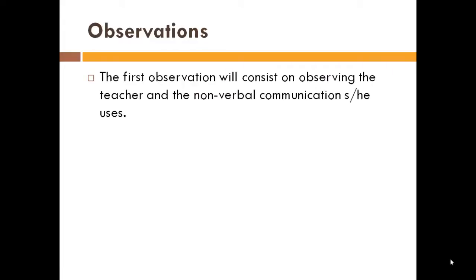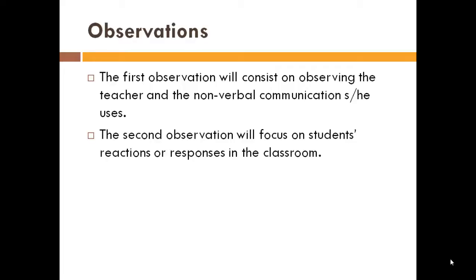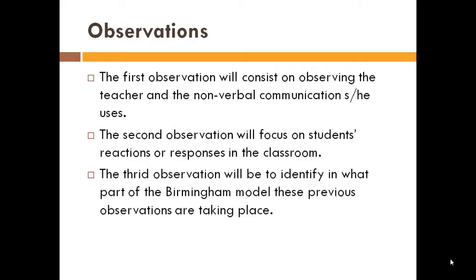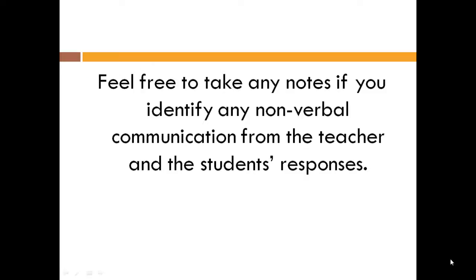Our observations are: the first observation will consist of observing the teacher and the nonverbal communication she or he uses. The second observation will focus on students' reactions or responses in the classroom. The third observation will be to identify in what part of the Birmingham model these previous observations are taking place. Feel free to take any notes if you identify any nonverbal communication from the teacher and the students' responses.